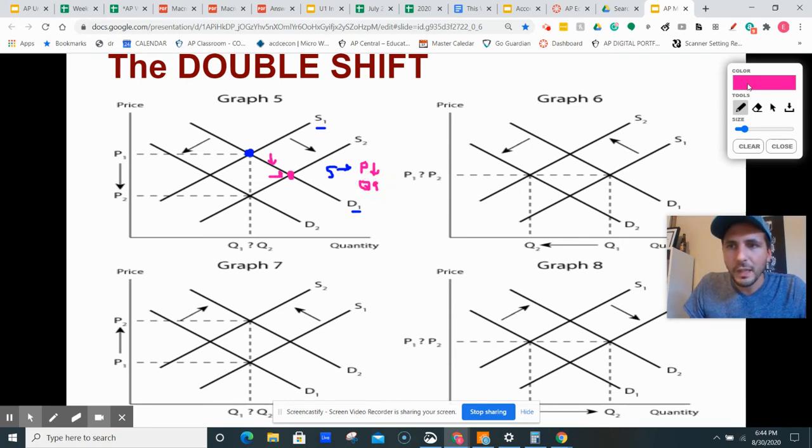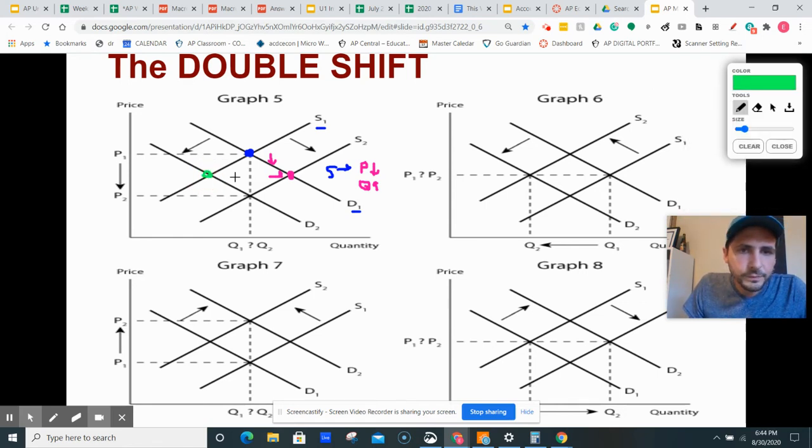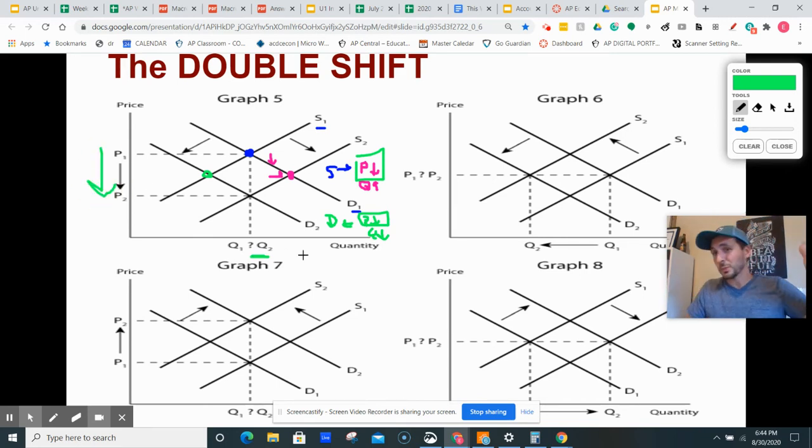When demand shifted left, what happened? Well, when demand shifted left, we'll do this in green. Our quantity and price both fell. So demand went left, price fell, quantity fell. What happened? Well, we know definitely price fell, but quantity is going to be indeterminate. We don't know if it's going to rise or fall. It just depends on how much of a shift occurred.